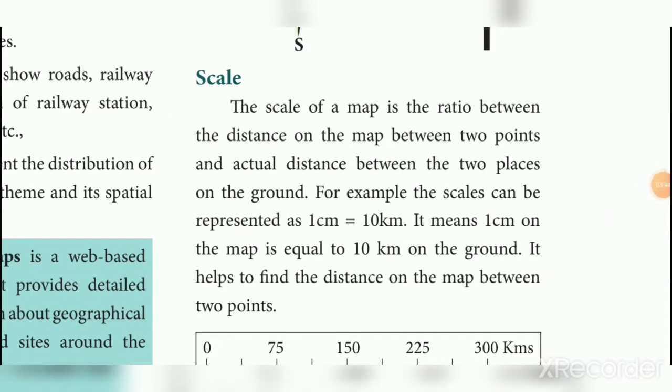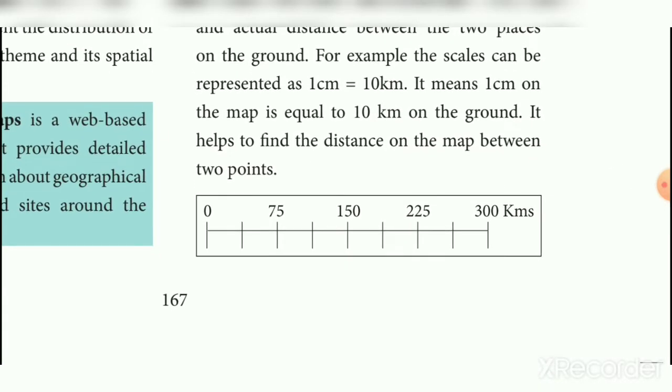Then the third element, scale. The scale of a map is the ratio between the distance on the map between two points and the actual distance between the two places on the ground. For example, the scale can be represented as 1 centimeter on the map is equal to 10 kilometers on the ground. It means 1 centimeter on the map is equal to 10 kilometers on the ground. It helps us to find the distance on the map between the two points.